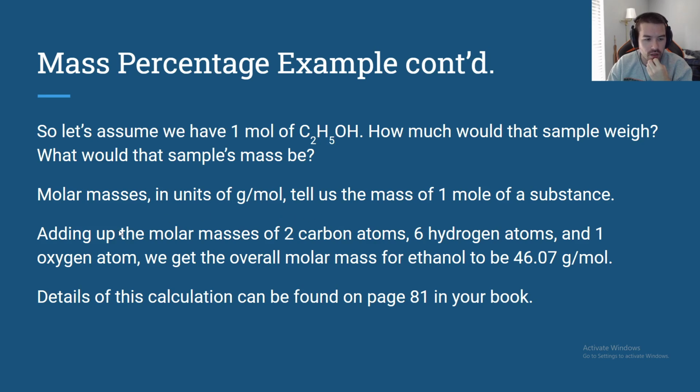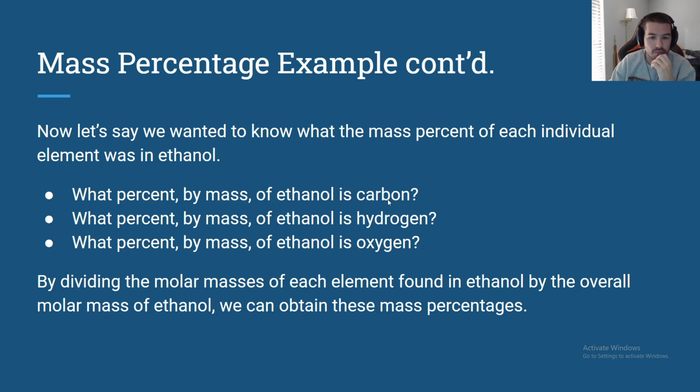So the process, just to remind you, our formula here has 2 carbons, 6 hydrogens, and 1 oxygen. If we add up the masses for 2 carbons, 6 hydrogens, and 1 oxygen, we would get an overall molar mass of 46.07 grams per mole. You can find more specific details of this calculation in your book on page 81. What that means, because we are working with 1 mole, is that this amount of ethanol would weigh 46.07 grams. So, we have 46.07 grams of ethanol.